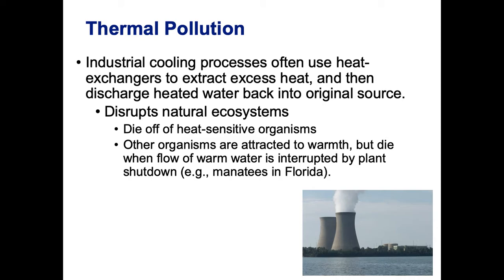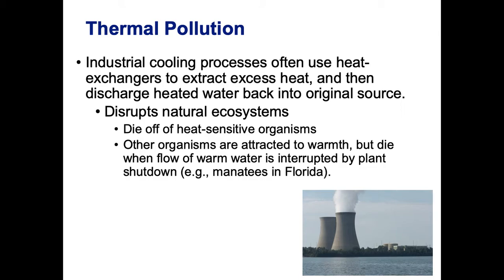We also get thermal pollution from industrial cooling processes. A lot of factories and energy plants need to cool things down. So they'll often take river water in, cool down something in the factory, and then discharge the water. They're not necessarily adding any contaminants to it, but they're warming the water up and then putting it back in the river. And so that makes that water warmer and has less oxygen in it. And this disrupts natural ecosystems.